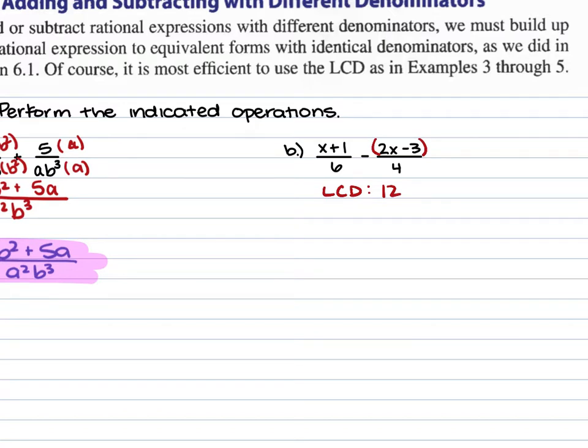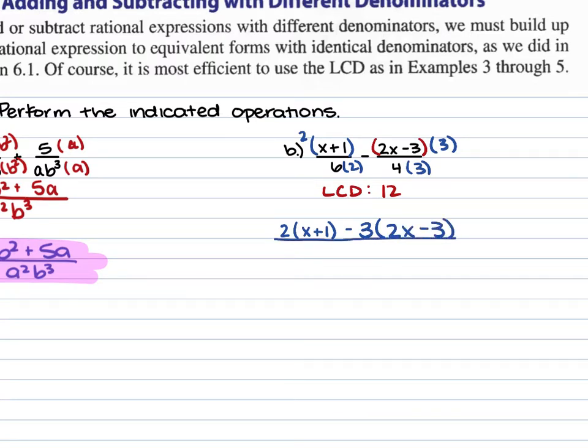What do I do to the 6 to make it a 12? I multiply it by 2. So I'm going to multiply the top of that fraction by 2. What do I do with the 4 to make it a 12? I multiply it by 3. So I'm going to multiply the top of that fraction by 3. So in the numerator, I'm going to have 2 times x plus 1. I'm going to keep that negative. I'm going to multiply 3 by that second fraction's numerator, which is going to give me 3 times, or negative 3 times 2x minus 3.